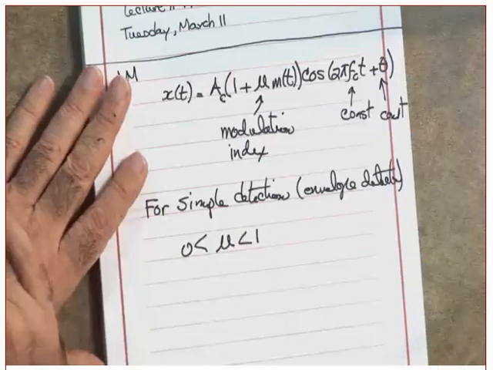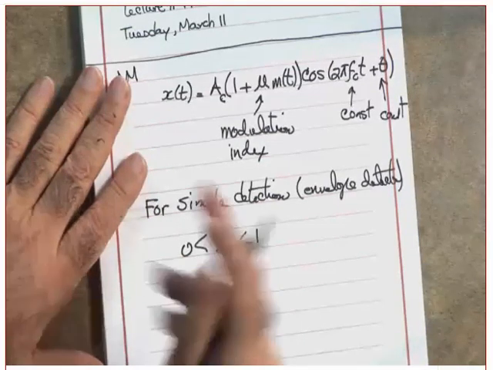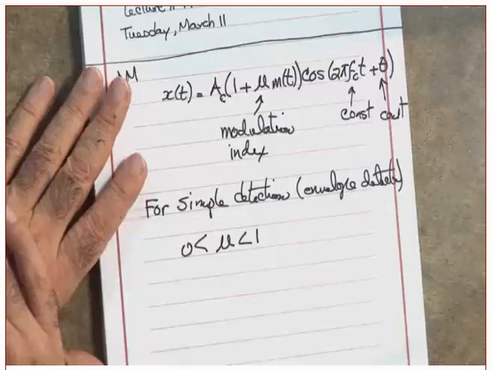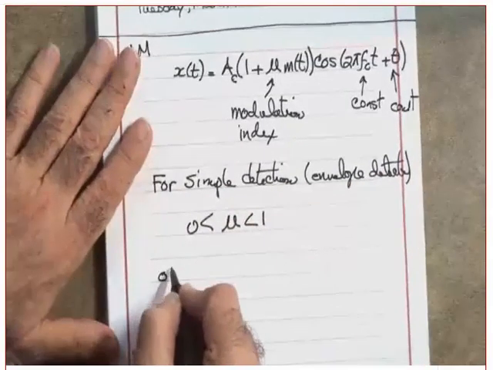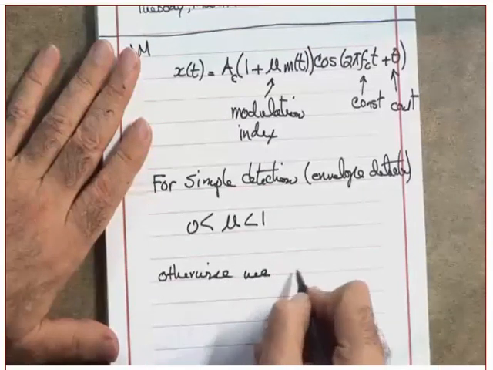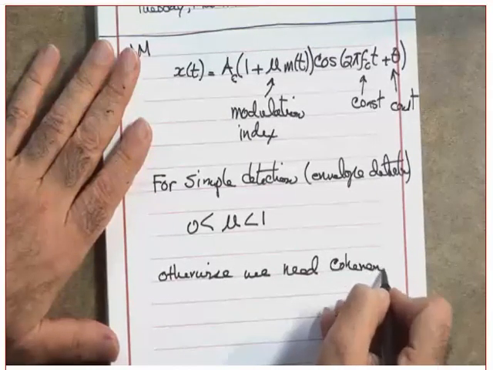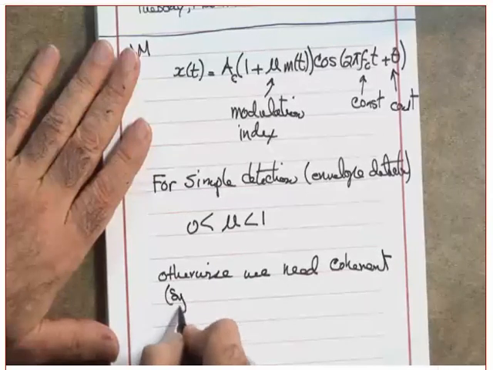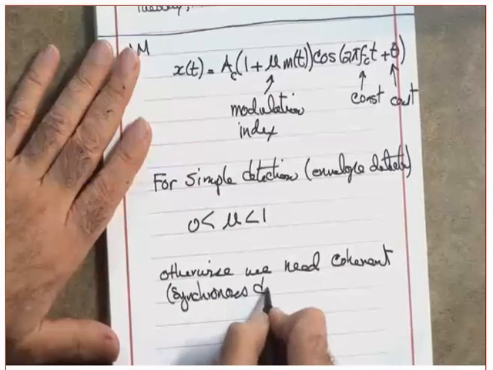You cannot use envelope detection. Otherwise, let me write it. Otherwise, we need coherent detection. Another name for coherent is synchronous detector.